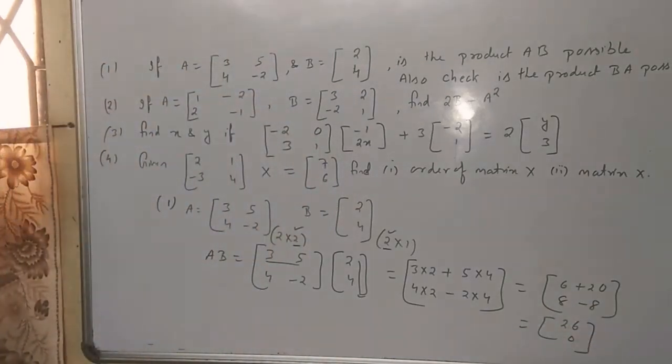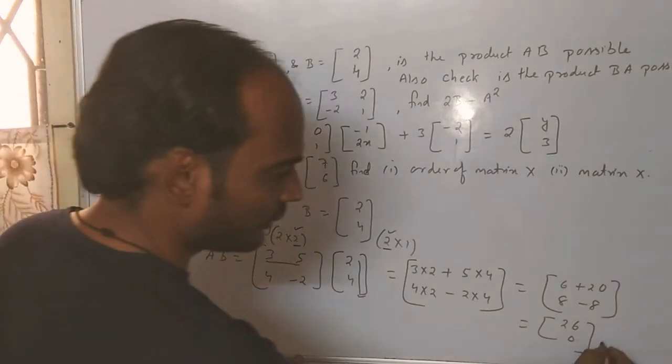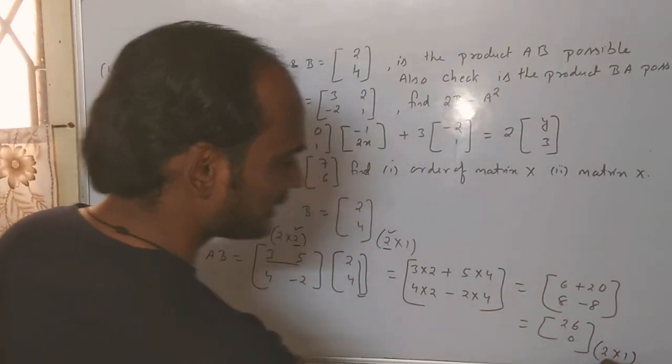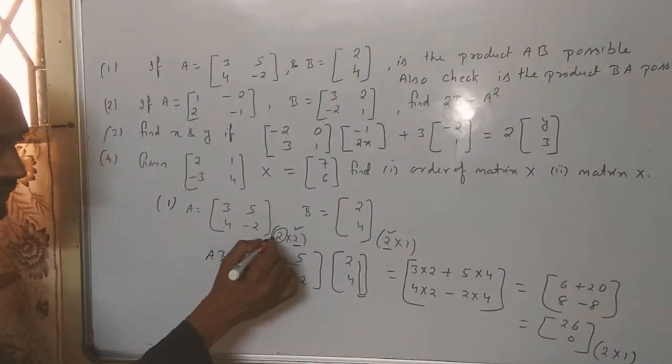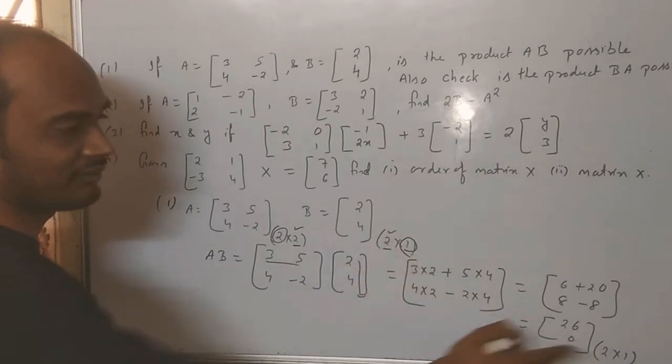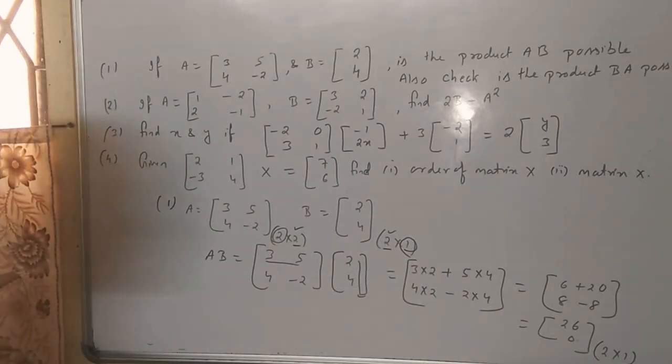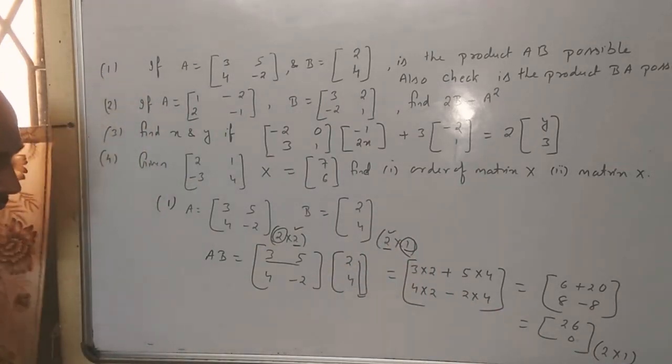This is the product of two matrices. See the answer which we got here, 2 rows and 1 column is there. So the number of rows of the first one and the number of columns of the second one will be the order of the product matrix. So in this way we got the product AB.